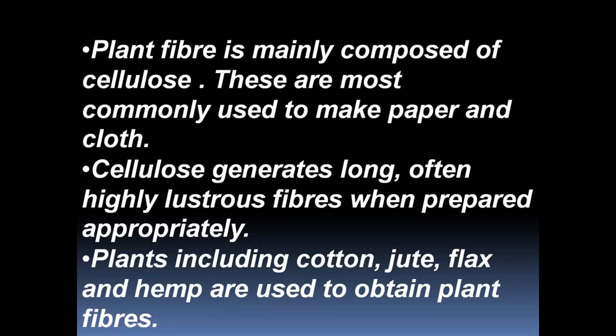Plant fiber is mainly composed of cellulose, a carbohydrate. These are most commonly used to make paper and cloth. Cellulose generates long, often highly lustrous fibers which, when prepared appropriately, can give us highly lustrous fibers. Plants including cotton, jute, flax and hemp are used to obtain plant fibers.